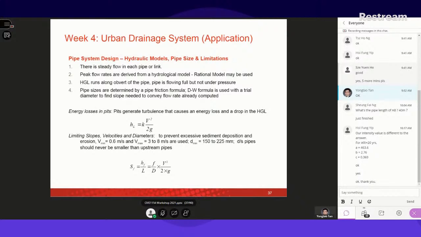So for this loss, normally we use the coefficient K times the velocity head in the pit outlet pipe. Actually, there are a number of design charts available to find out the K.